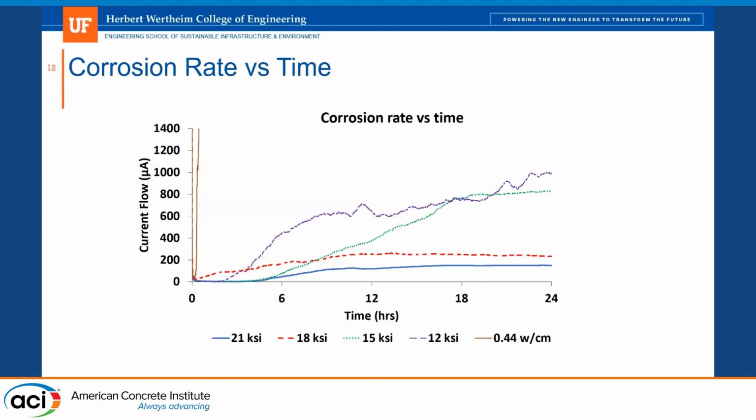And here is the normal concrete. The normal concrete corroded really fast, I think during the first hour, and the current flow is too high. Yeah, and I believe the higher the resistivity, the lower the conductivity, and the lower the corrosion rate.